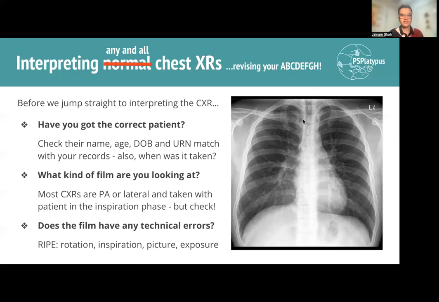In terms of inspiration, as I said, most chest X-rays are taken on inspiration, but there are some patients who might not be able to breathe in very well, so you would not be able to get full exposure of all the lobes of the lungs. Conversely, there might be patients where you see too many ribs. So you might be able to see 10, 11, all 12 ribs at some points because they've been hyperinflated, for example, in the case of COPD.